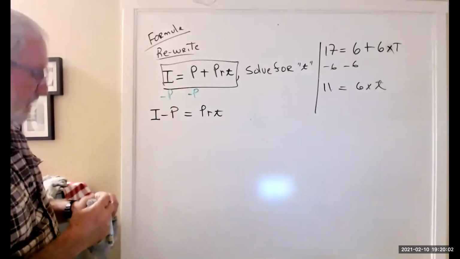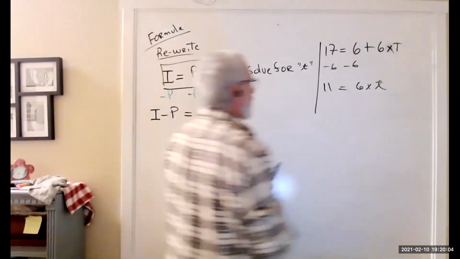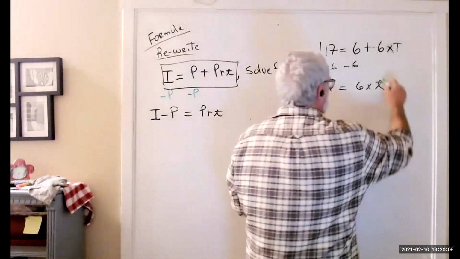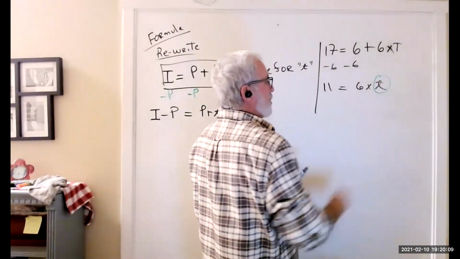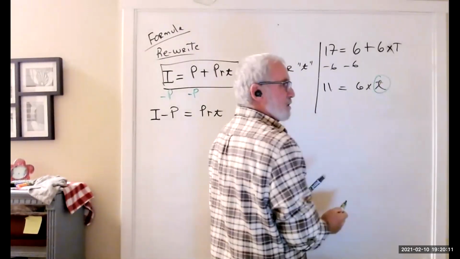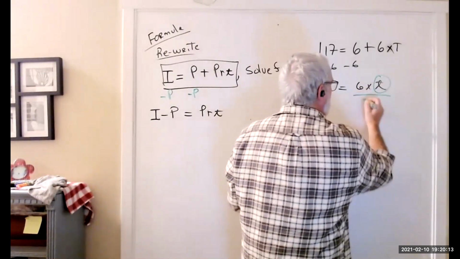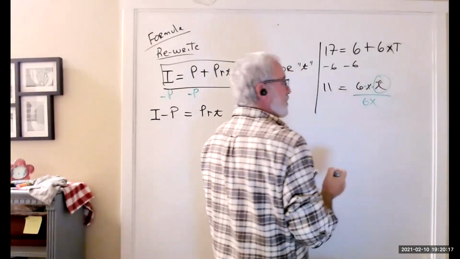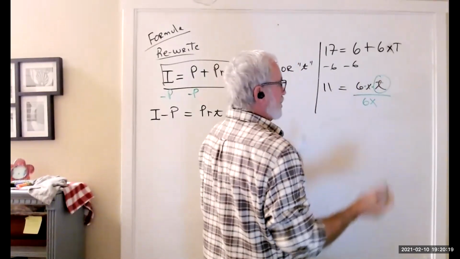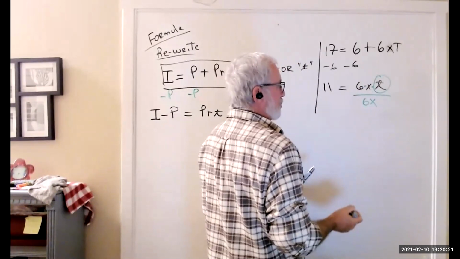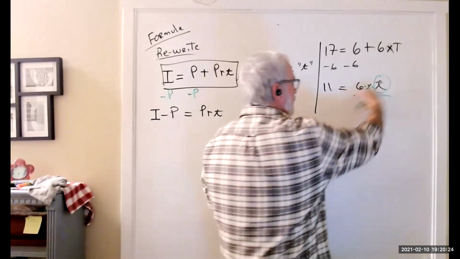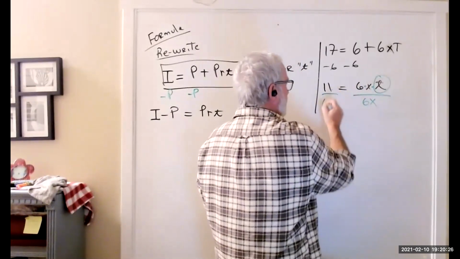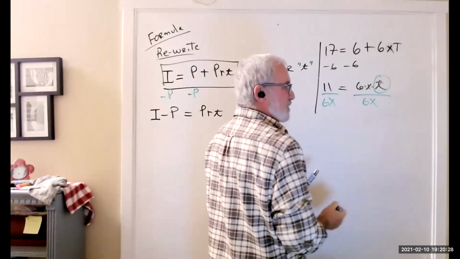Now, next step, I'm looking here and I want to get T by itself, so I want to get rid of 6X. So why can't I divide by 6X? Remember, these are all being multiplied, so the thing that undoes multiplication is division. If I divide by 6X, I've got to divide this side by 6X, whatever that is.